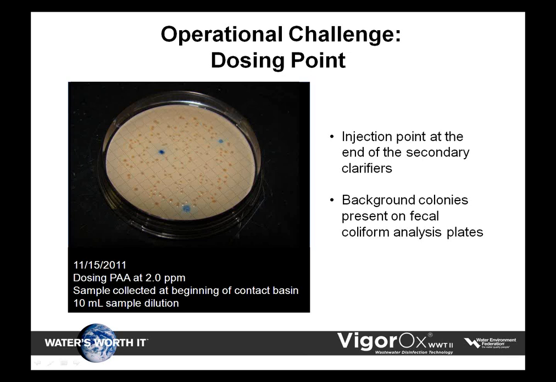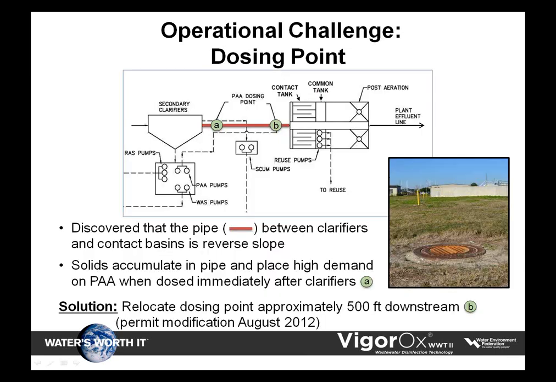So we started collecting a lot of samples at various locations, trying to figure out what the issue was. I tried with this image to find one that would actually show what we were finding. The background colonies are the ones that are light brown, and the fecal colonies are the ones that are blue. You can see we had a lot of background colonies. So we found that by the time the water was arriving at the contact basin, a lot of the peracetic acid had already been consumed.